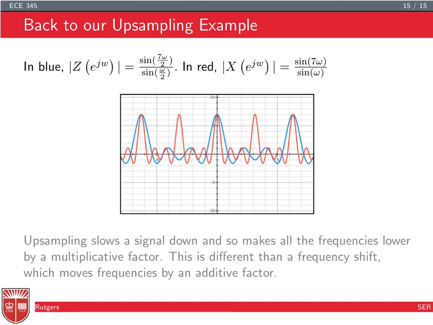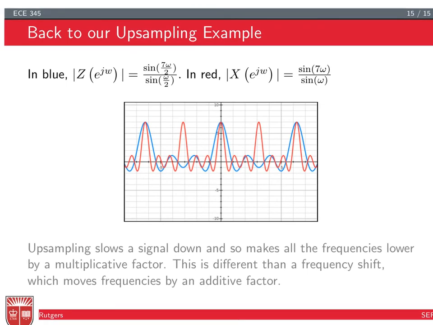And here you can see in red I plotted the DTFTs of both signals, the original one and the upsampled one. In blue is the original signal, and then you can see in red how the omega axis is squished.